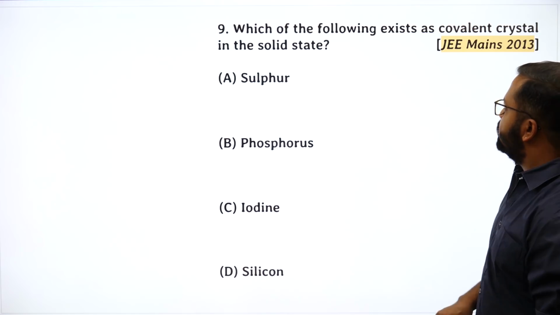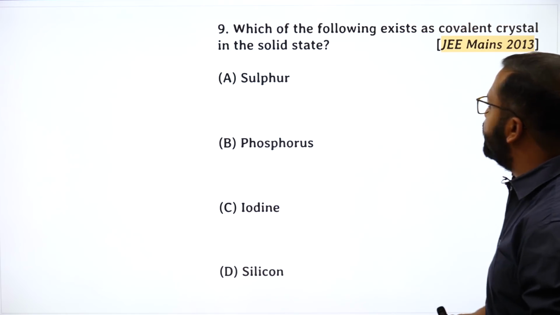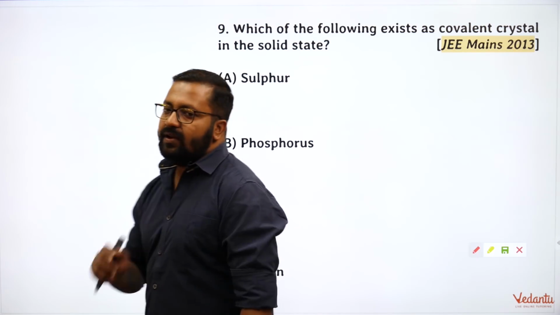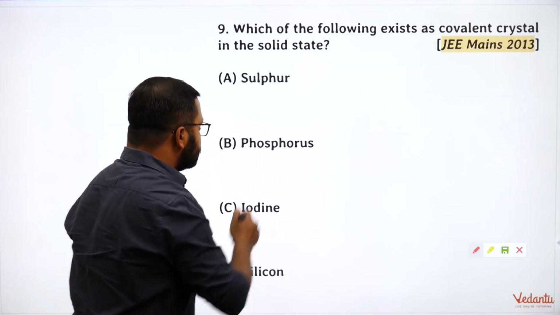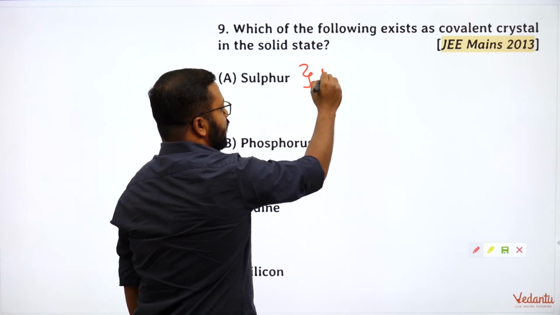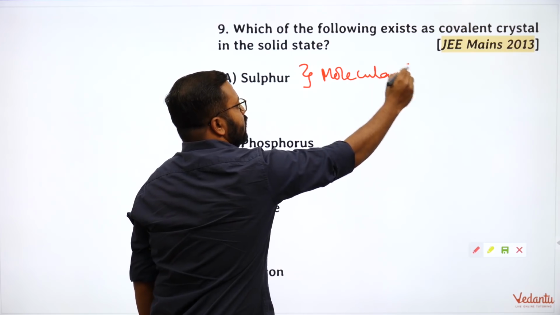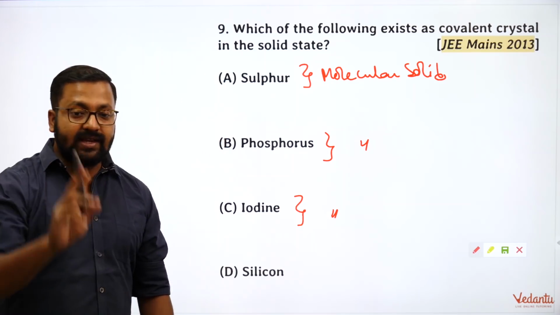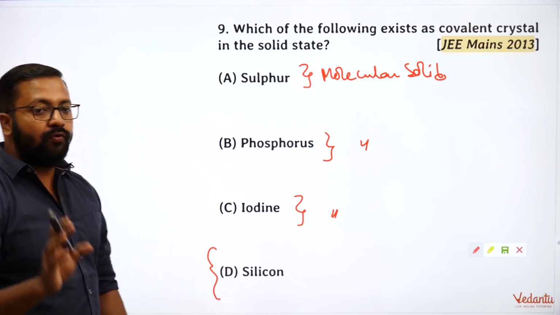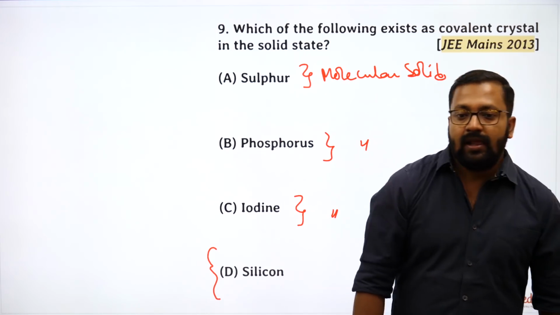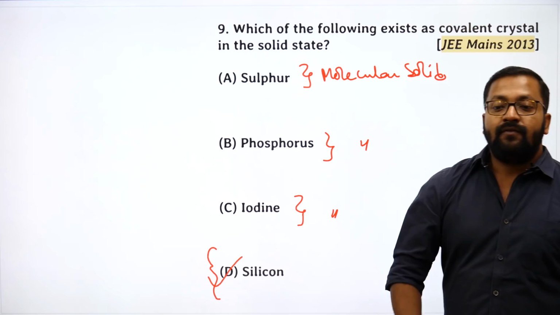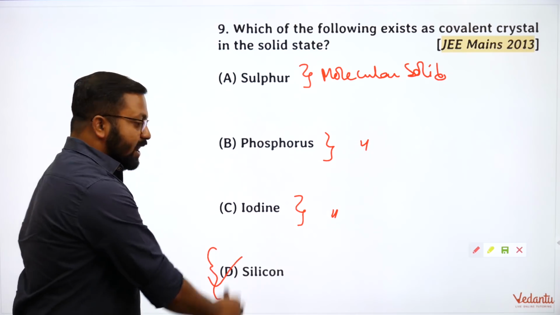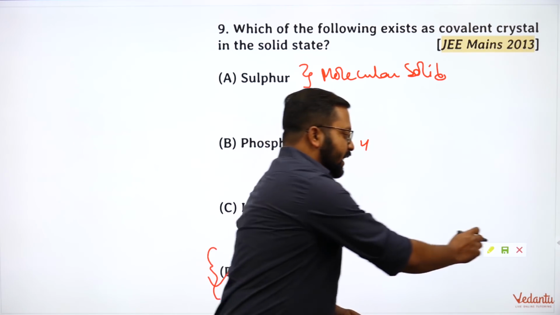This is a JEE Mains question. Which of the following exists as a covalent crystal in the solid state? Very easy question. You must have seen this question earlier as well. Sulfur exists as a molecular solid. This also molecular solid, except silicon, which exists as a covalent crystal which has a diamond-like structure. The right answer to this question is silicon. Let's move on to the next question.